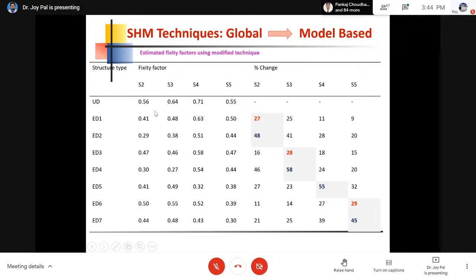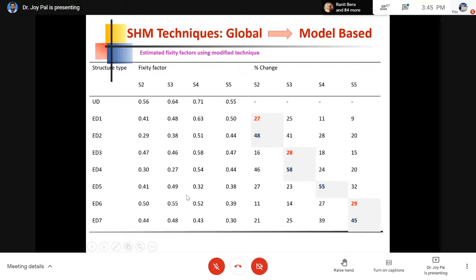In this context, I would like to mention that if the fixity factor value is 1, that means it is fully tight, an infinitely rigid connection, and if it is 0, that means it is a pin connection. So originally, our undamaged structure is basically a semi-rigid structure. This is the baseline of our structure, and you can see that mostly all are very near to each other. The variation is because we are tightening by hand, so some variation is there.